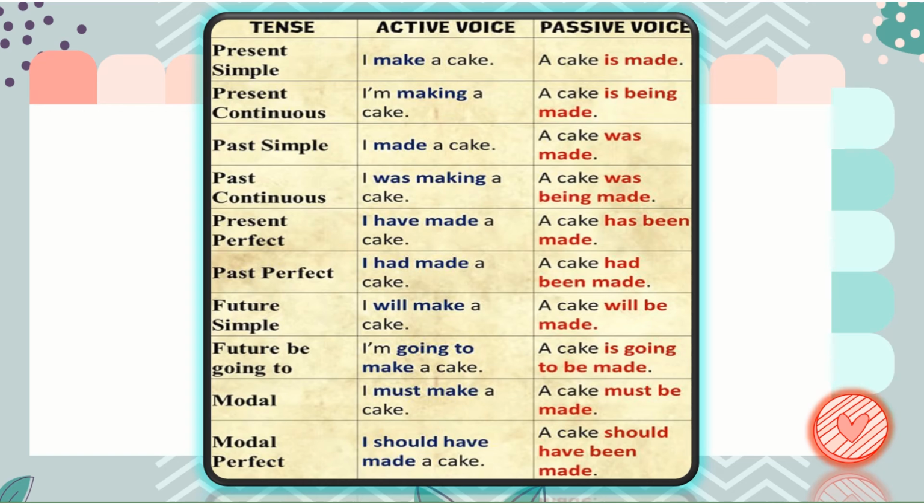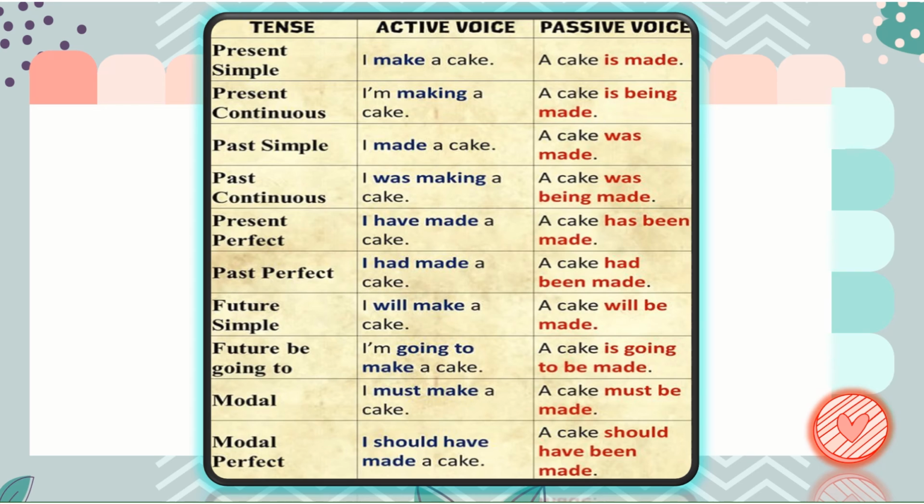Past simple. I made a cake. A cake was made. In this case, you have to use the verb be in past, right? And you have to use the past participle of the verb. Past continuous. I was making a cake. A cake was being made. In this case, when you use past continuous or present continuous, you have to use also being and the verb to be, and also the verb in past participle, right? So a cake was being made.